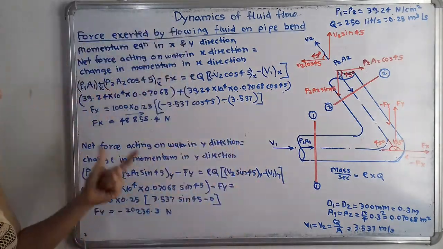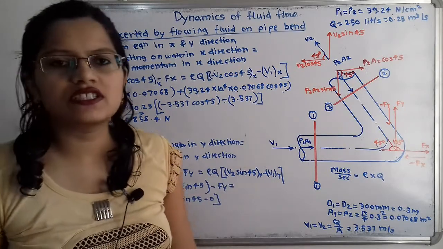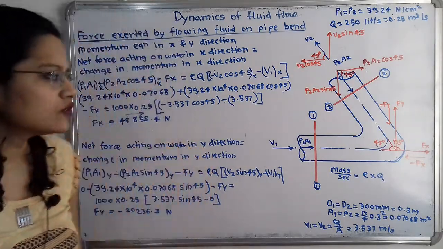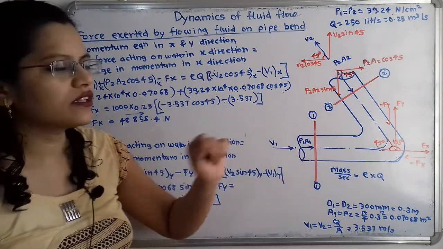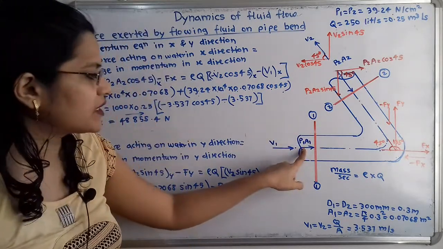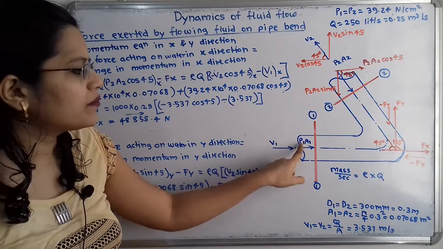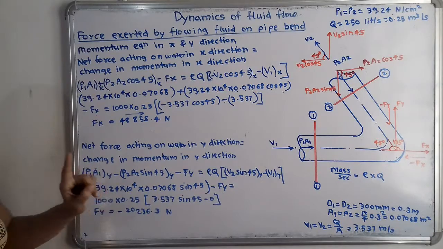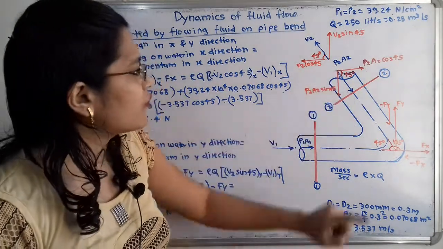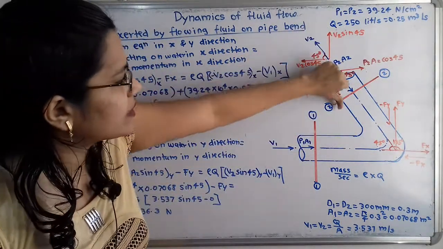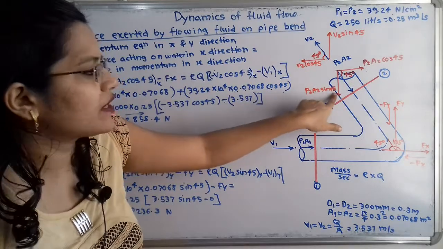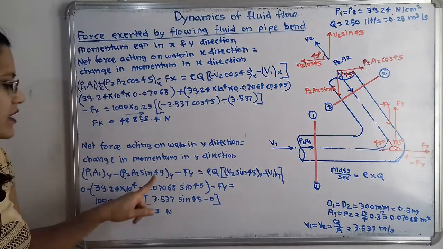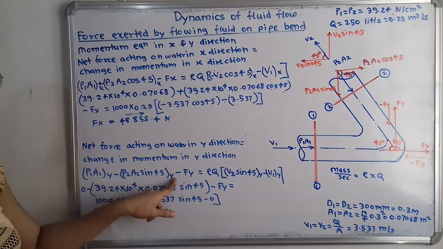Net force acting on water in y direction is equal to change in momentum in direction of y. So what is the net force acting on water in y direction? Here is the pressure force, so we have to write P1A1 with suffix y. Then for the pressure force P2A2, this vertical component P2A2 sine of 45 is in the downward direction. So for downward direction we write a negative sign, and we have to write suffix y.